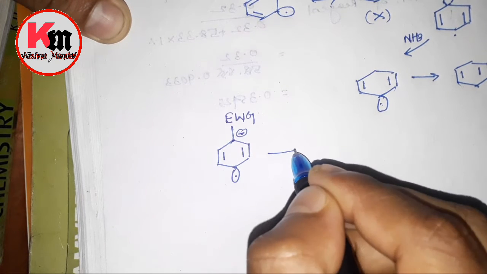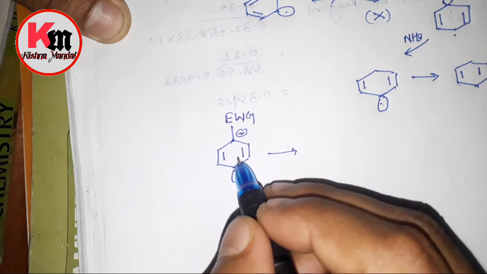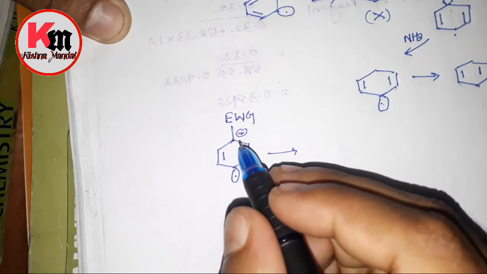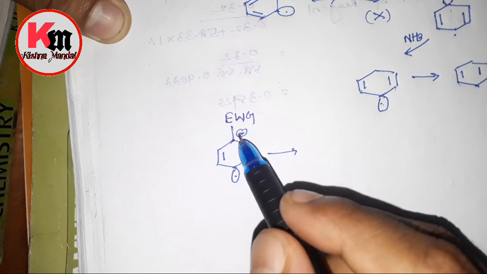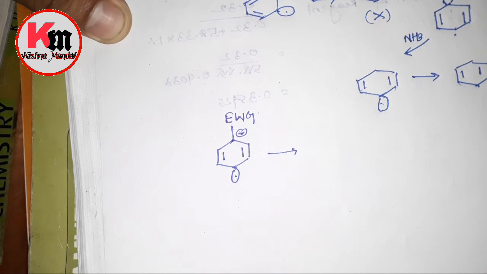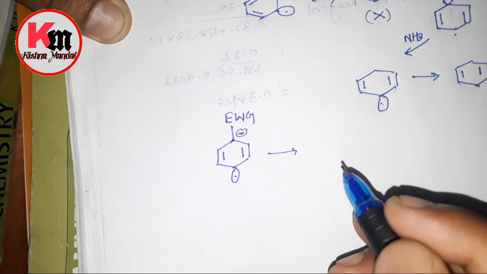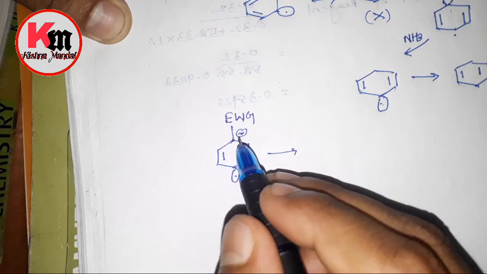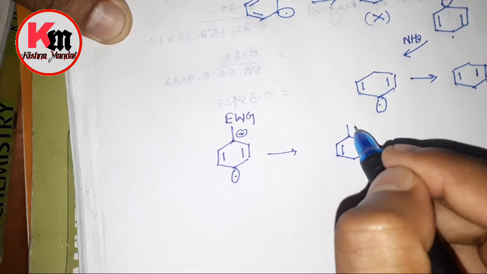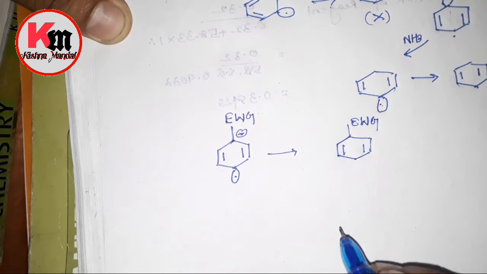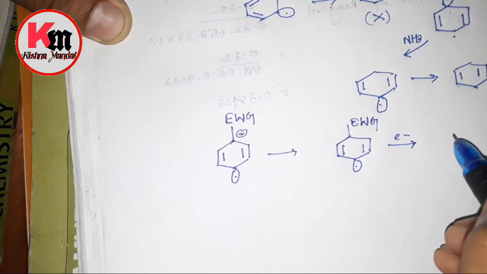So in the case of any electron withdrawing group, this intermediate is preferred. This type of species is formed in the intermediate stage. So this anion is stabilized by the electron withdrawing group. This anion takes a proton and converts to a radical. Again this radical takes an electron from the metal and makes an anion.